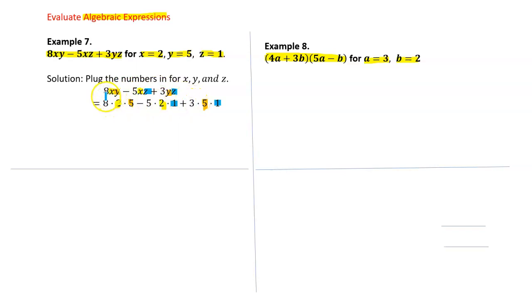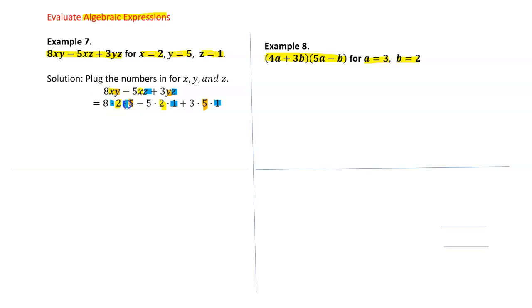And also, we need to remember that in the algebraic expression, for example, 8xy, the operation between them is omitted. Between 8 and x, there's nothing. And remember, that is multiplication. So you can go back to watch our first video. And between x and y, there's nothing. It also means multiplication. But after we plug in numbers, we cannot leave them as they are. We have to put the dot back.